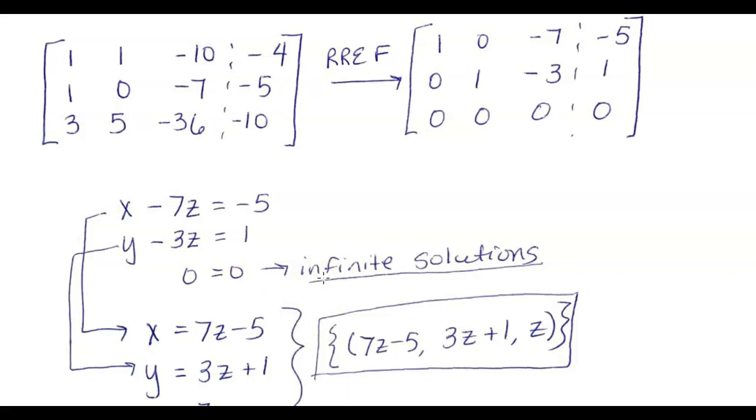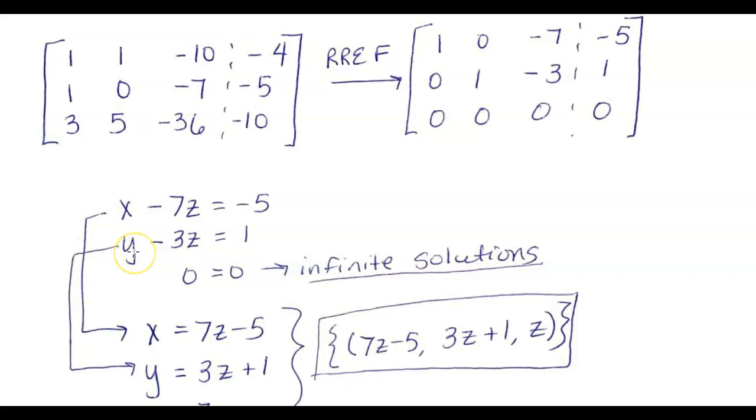However, we are going to take infinite solution problems a little bit further. Instead of just saying that there are infinitely many, we are going to write a formula to show us what they actually look like. So when you get infinite solutions, you're going to come back up here and take this first equation and solve it for x. So we're going to rewrite this as x equals, we'll add the 7z to both sides and get 7z minus 5.